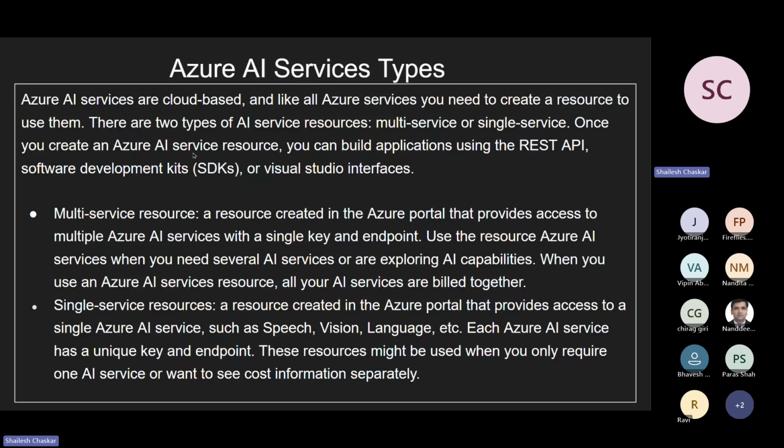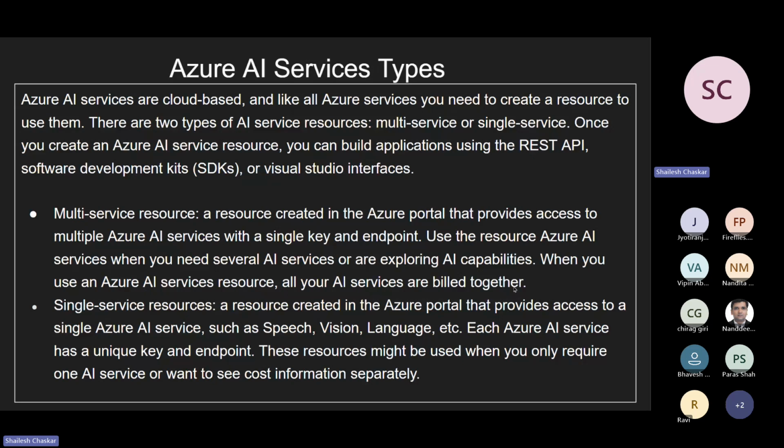Once you create an Azure AI service resource, you can build applications using the REST API, the SDK libraries that we mentioned, or there's a Visual Studio interface also that I can show. So two types of service: multi-service resource and single service resource. What is a multi-service resource? A resource created in the Azure portal that provides access to multiple Azure AI services with a single key and endpoint. Use the Azure AI services resource when you need several AI services or are exploring AI capabilities. When you use an Azure AI services resource, all services are built together.